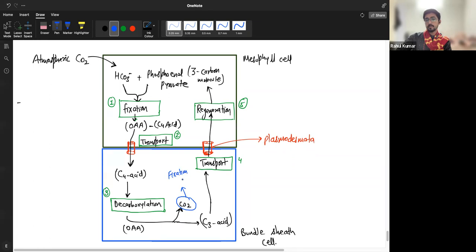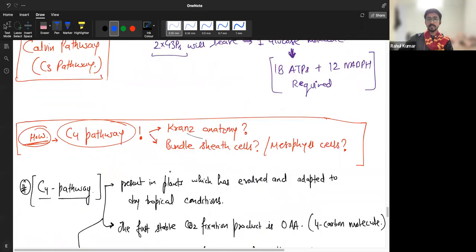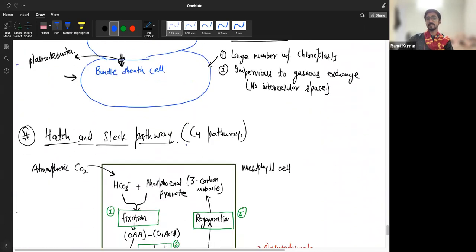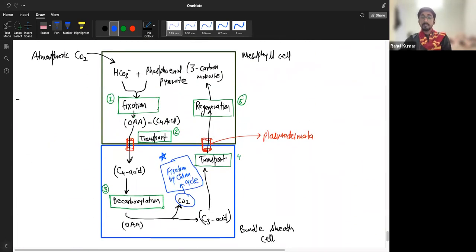It will go into the fixation by Calvin cycle. So Calvin cycle is happening here. Where? In the bundle sheath cells of the C4 plants. And you know what is Calvin cycle? This is Calvin cycle. So CO2 now enters and RUBP is present here in the bundle sheath cells. So everything is a normal Calvin cycle. So here it behaves like a C3, right?